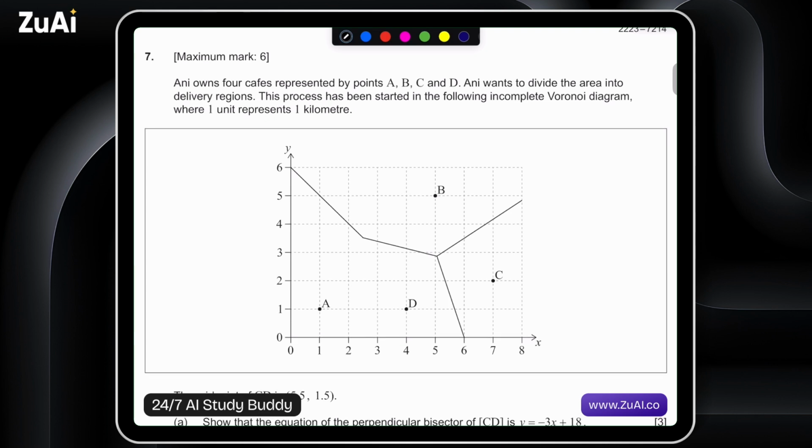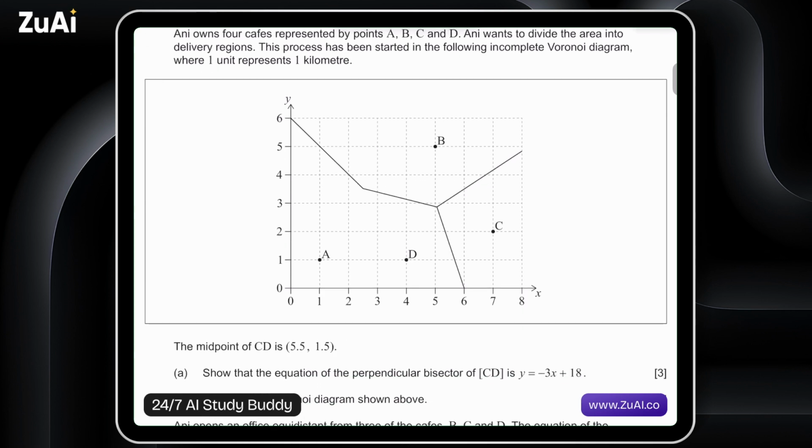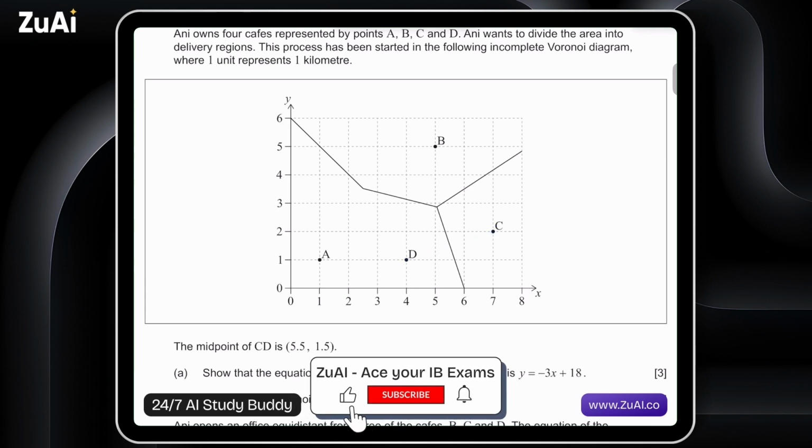Part 7. Annie owns 4 cafes represented by points A, B, C, and D. Annie wants to divide the area into delivery regions. This process has been started in the following incomplete Voronoi diagram, where 1 unit represents 1 kilometer. The midpoint of CD is 5.5, 1.5. So the midpoint of CD right here is 5.5, 1.5.